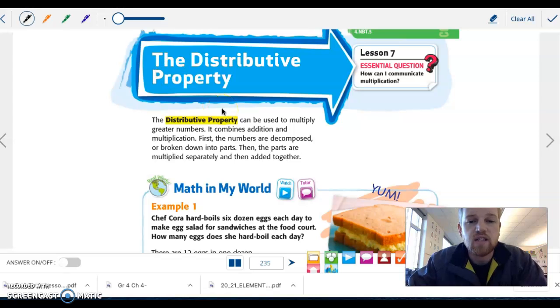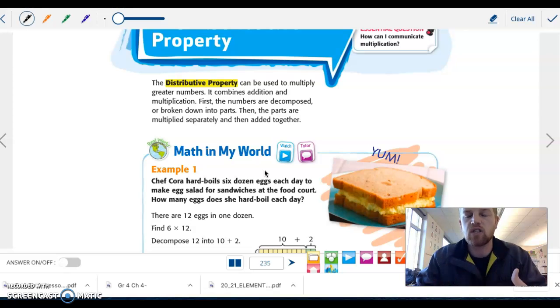And what it says is that we can multiply numbers by decomposing them, or breaking them down into parts, and then if we add those products together, we'll end up with the same answer as if we multiplied the whole together. Now, that's a very confusing definition, so we're going to work through some examples just to see what we have here.